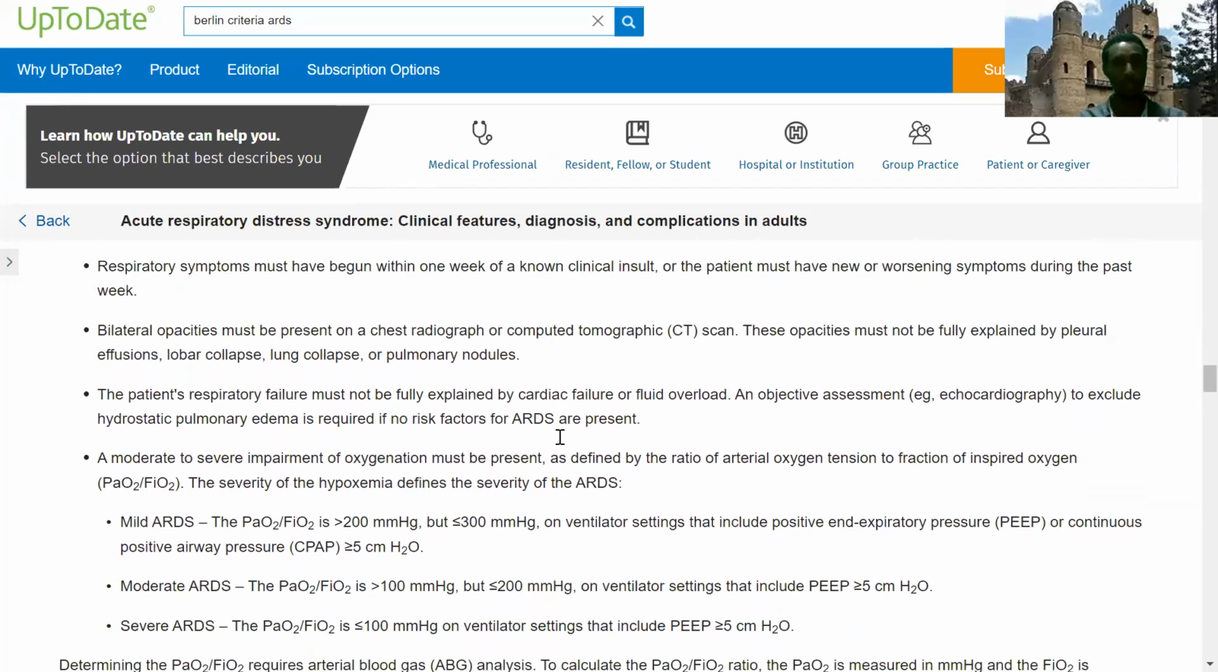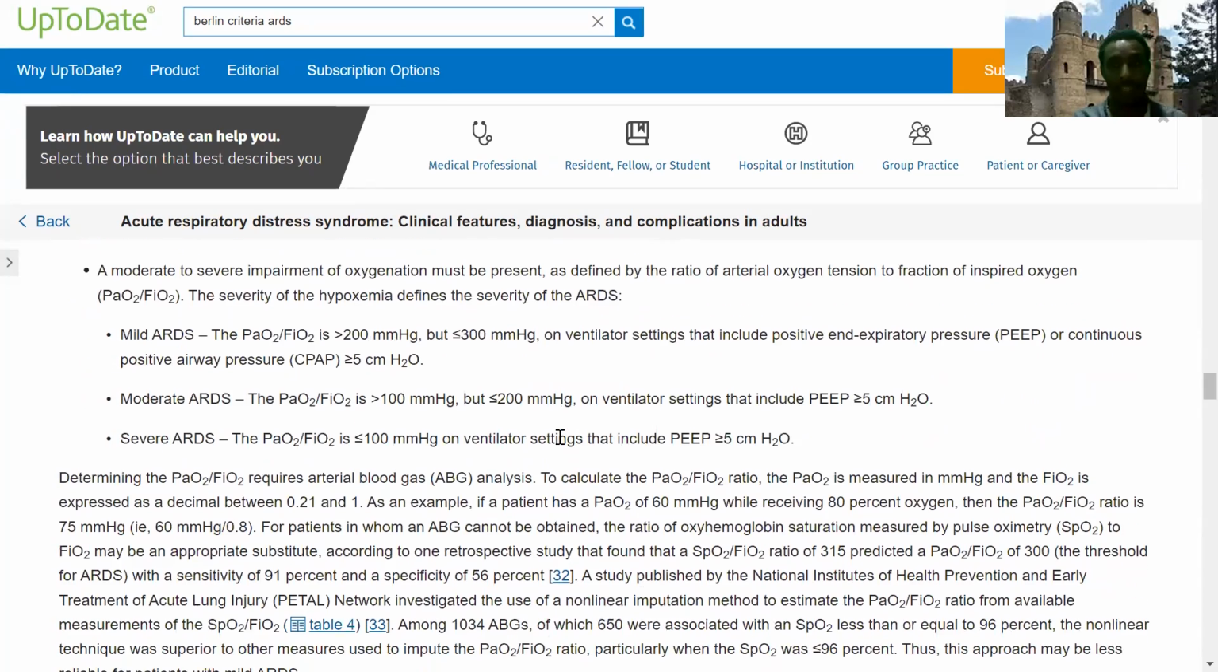The last and most important one is that the patient should have a certain degree of hypoxemia, which is defined by the PaO2/FiO2 ratio, the ratio of the partial pressure of oxygen in the artery divided by the fraction of inspired oxygen. The PaO2 should be measured in millimeters of mercury, and the FiO2 should be written as a decimal rather than a percentage.